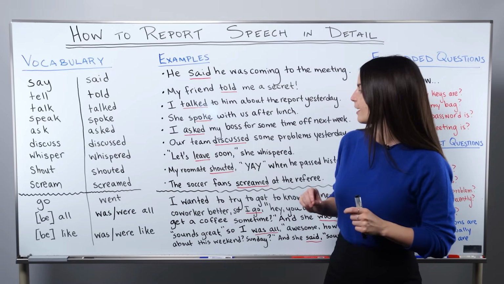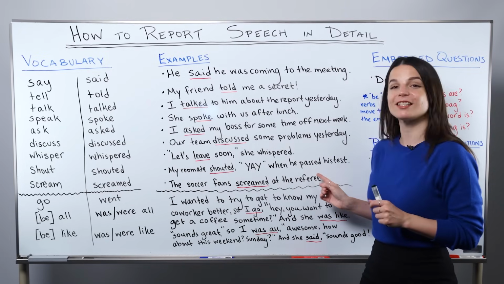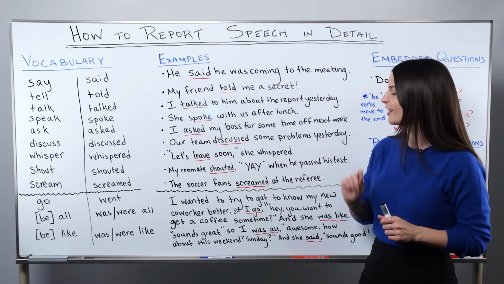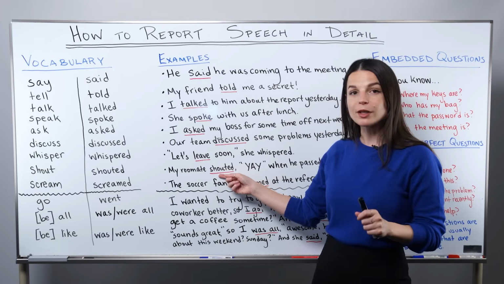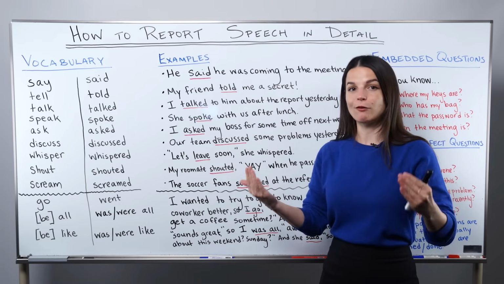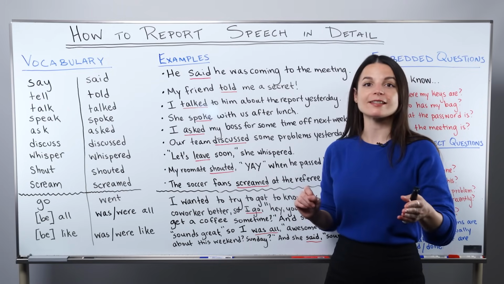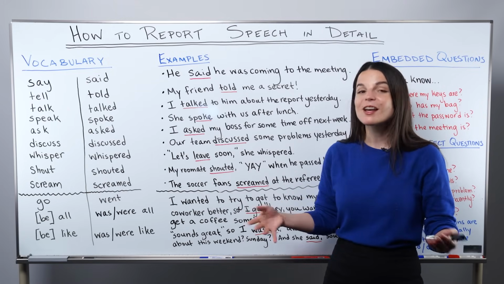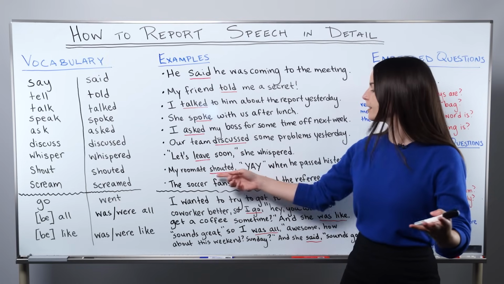So let's look at the example. My roommate shouted, "Yay!" when he passed his test. So this use, shouted, shows that the "yay" was said in a very loud voice. Again, if you said, "my roommate said yay when he passed his test," it's also correct, but it doesn't communicate the excited feeling that this sentence has.